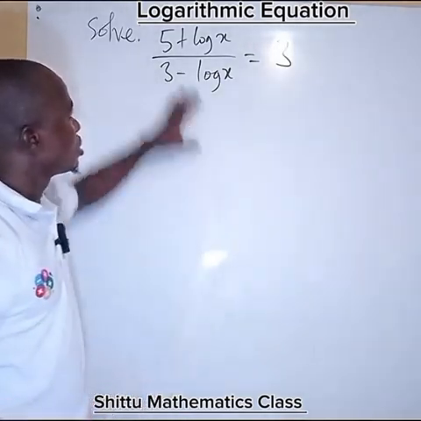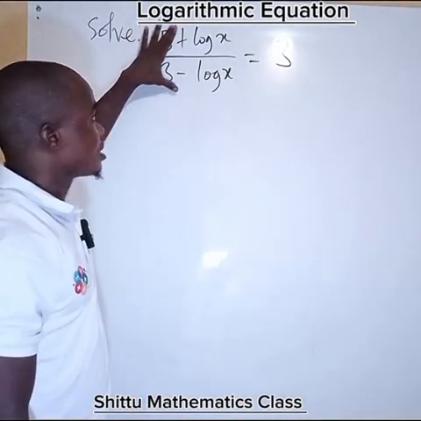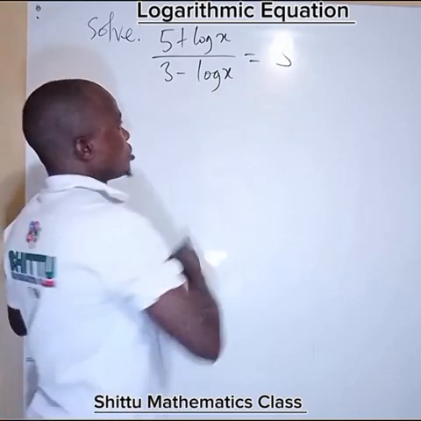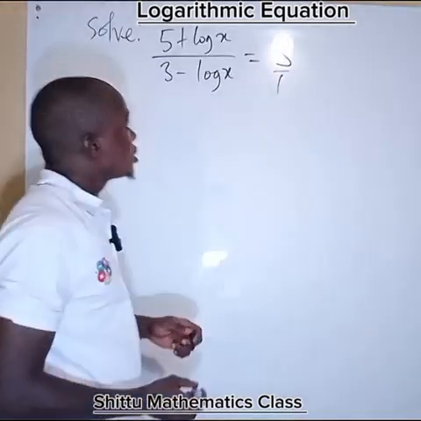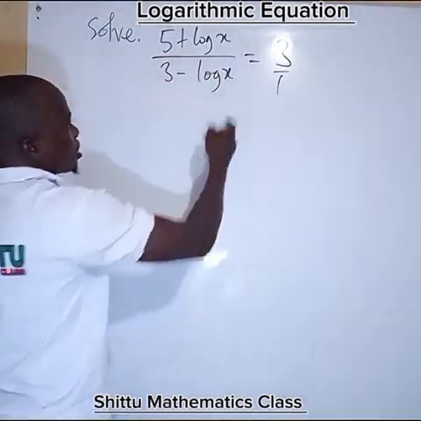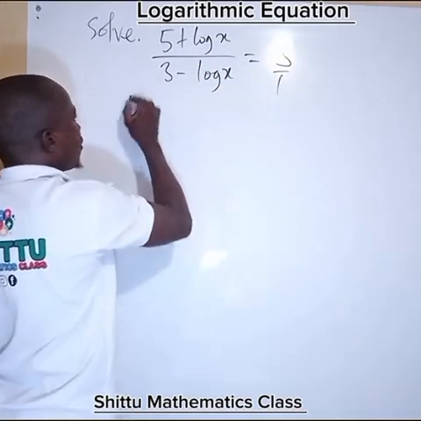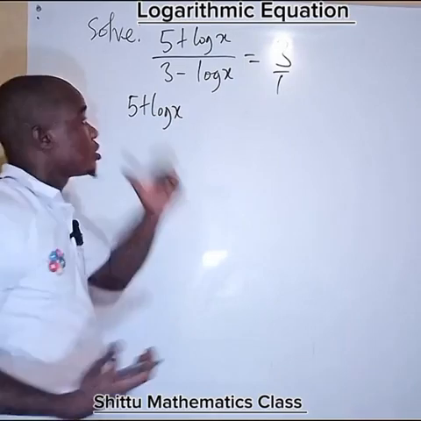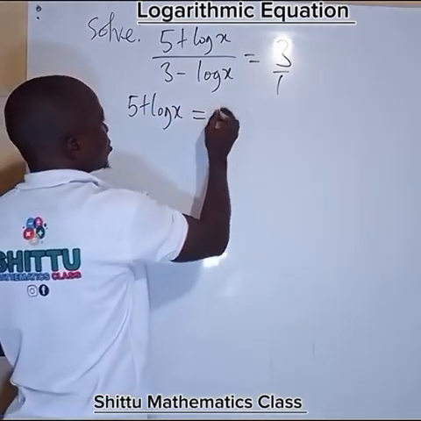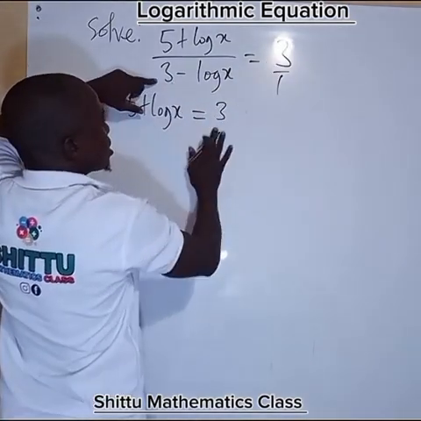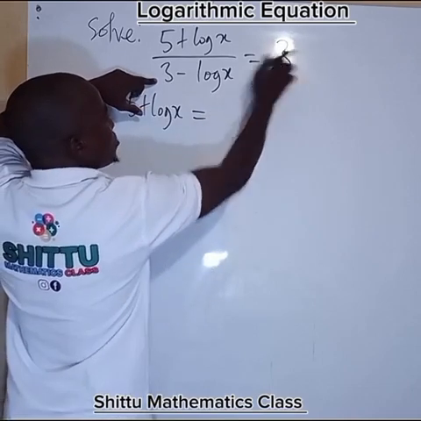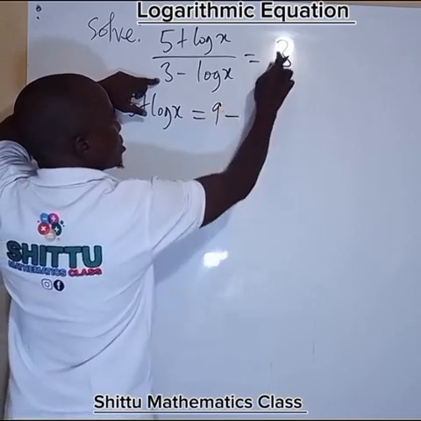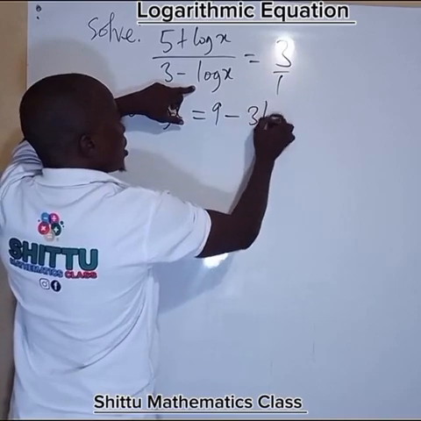Let's quickly solve this logarithmic equation. It's very simple. The left-hand side is a fraction, so I can rewrite it as 3 over 1. We have 5 plus log x, multiplying by 1, which gives 5 plus log x, equals 3 multiplying this. Three multiplying this gives 9 minus 3 log x.